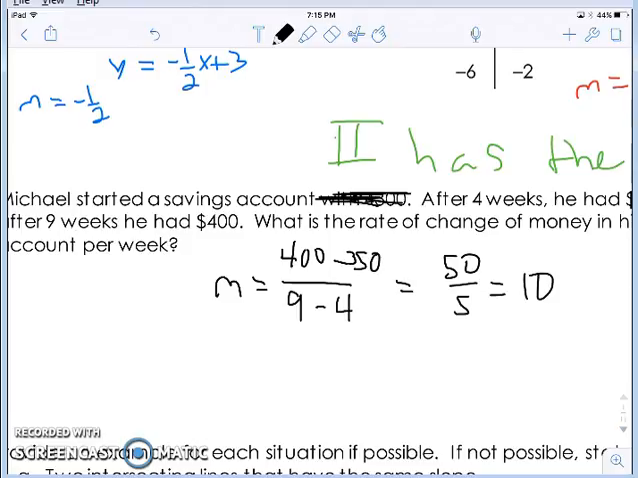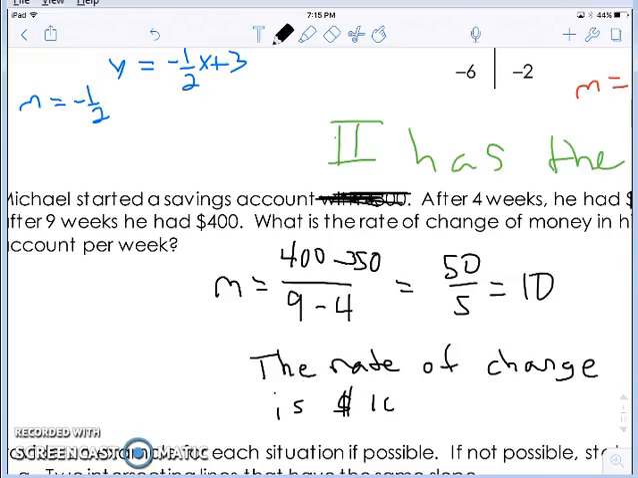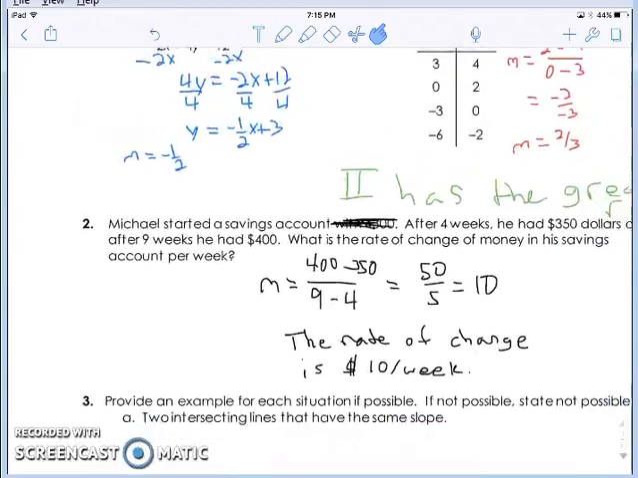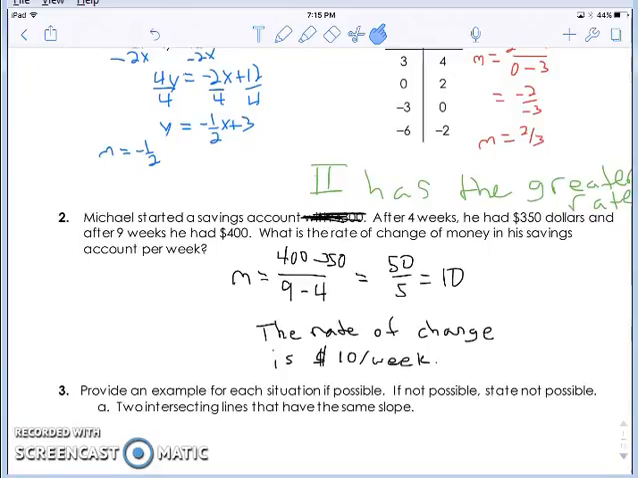So the rate of change, that's what these hieroglyphics are saying, is $10 per week. We'll label it. Okay, not too bad.